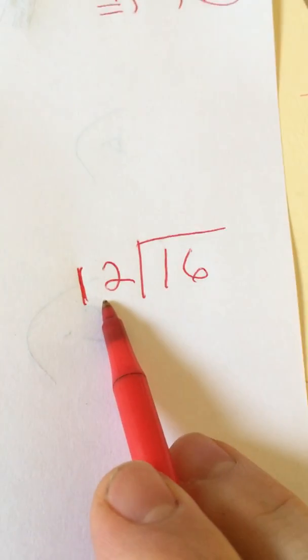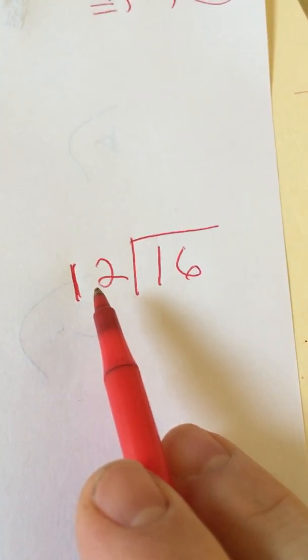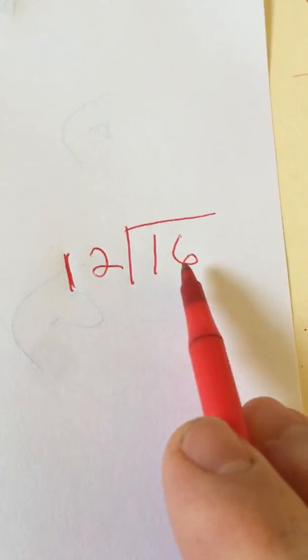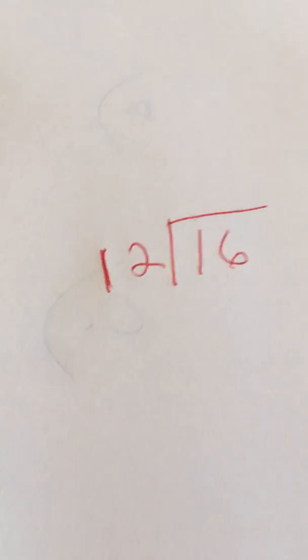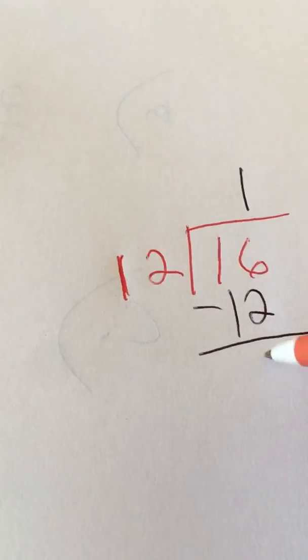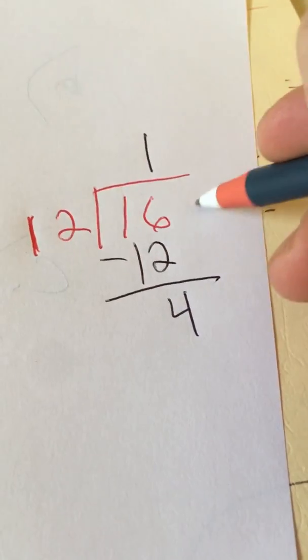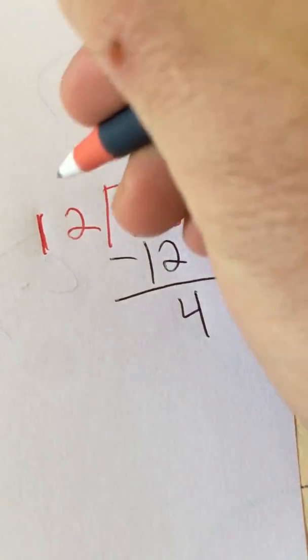Okay, so if I have 16 of something and I'm making groups of 12, you can only make one group because 12 times 2 is 24, and we only have 16. So I can only make one group. 1 times 12 is 12, and we have 4 left. So since there's no more numbers here to bring down, 4 is our numerator. There's 4 left out of a total.